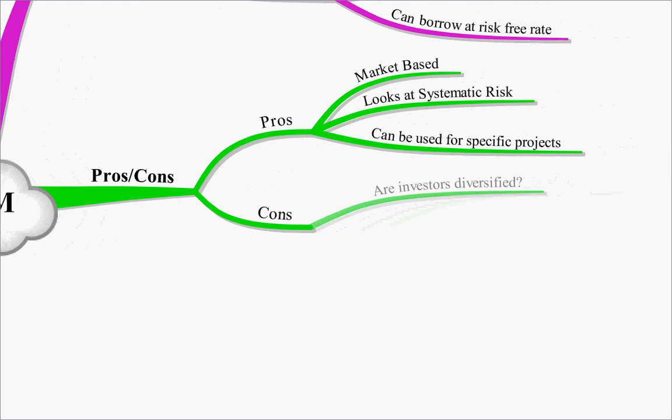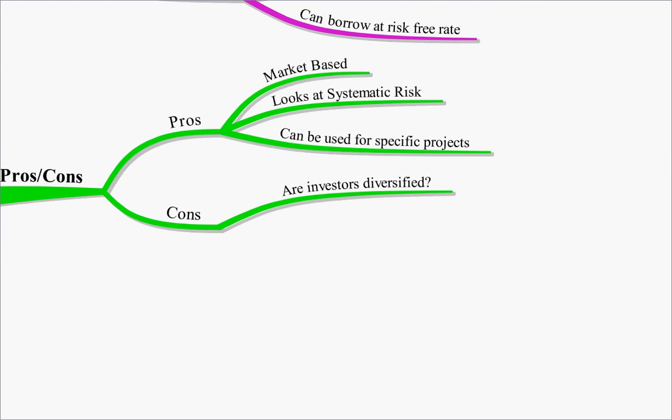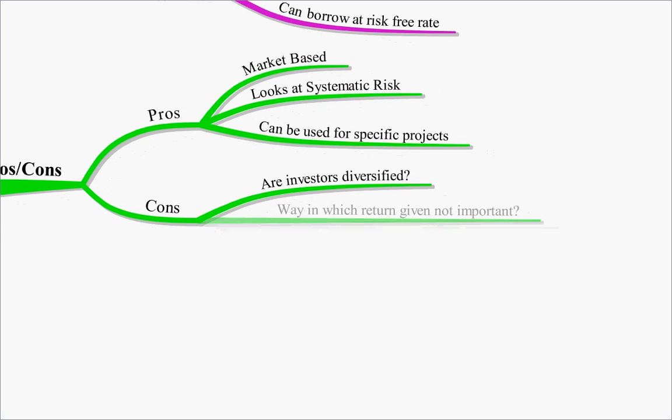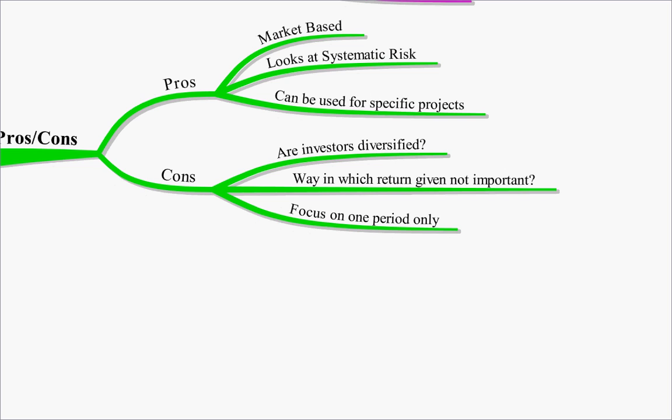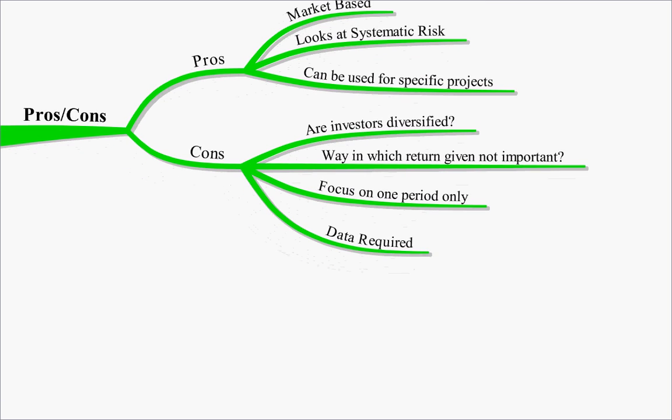On the downside, are investors diversified? Well, these days a lot of them probably are. It assumes the ways in which the return is given are not important, i.e. capital growth or income, and we know from previous lectures that that's not the case. It focuses on one period only, i.e. not the total investment over the life of the project, just one period. And it may be hard to get the data required to actually work out CAPM.